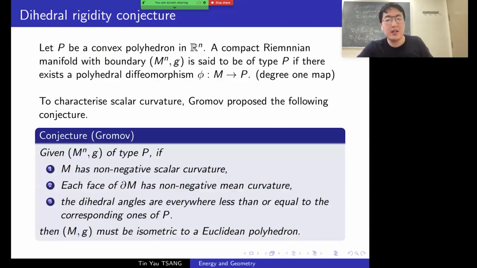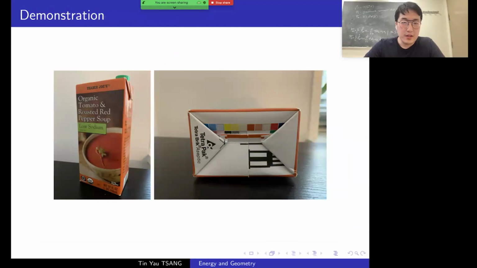To characterize scalar curvature, Gromov proposed the following conjecture. Given a type P manifold, if it has non-negative scalar curvature, and each face of the boundary has non-negative mean curvature, and the dihedral angles are everywhere less than or equal to the corresponding ones of the Euclidean model, then it must be flat. Let's see an example to demonstrate it. If you consider a box, in general every face is flat, and the angles will be pi over 2, 90 degrees. Let me mark it down here first. These are all 90 degrees.